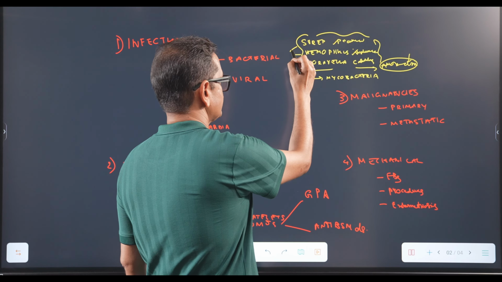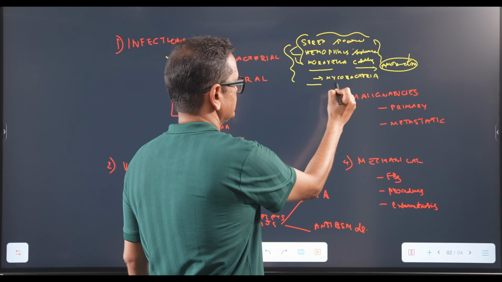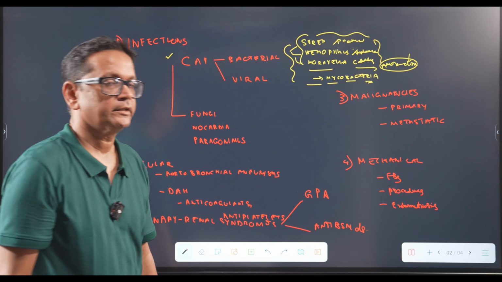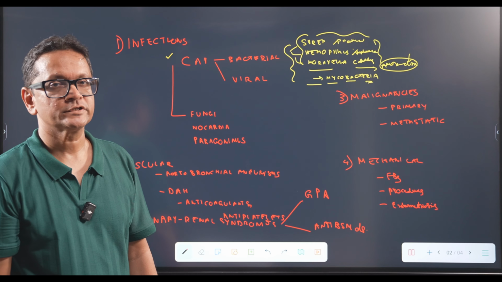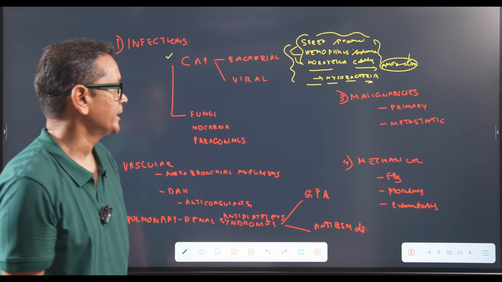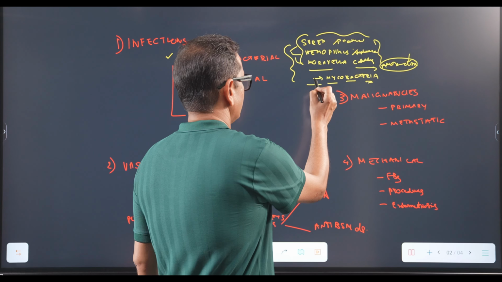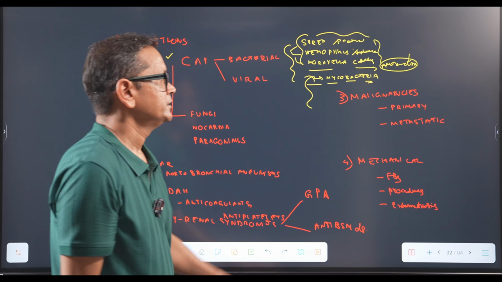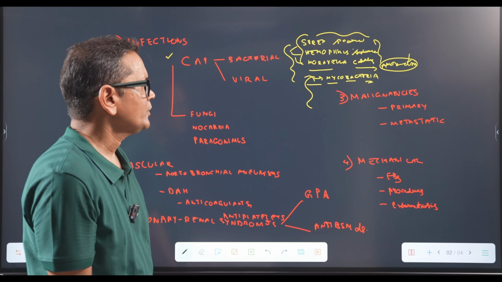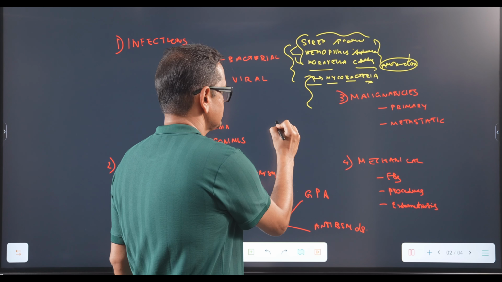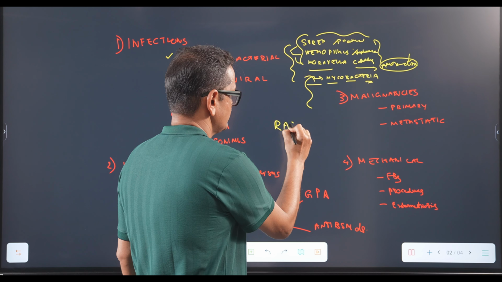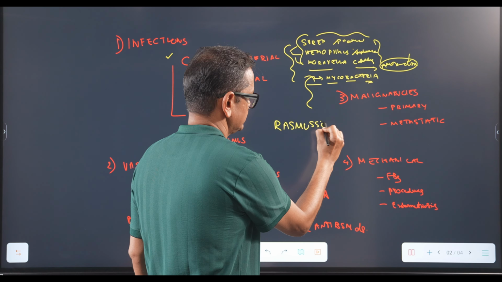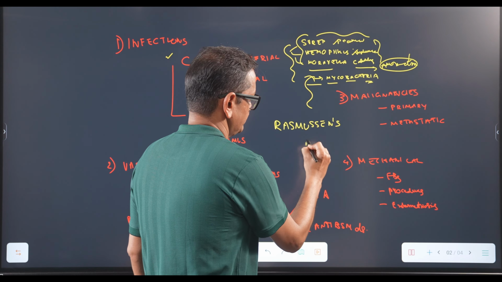And another thing, especially in developing countries like us, tuberculosis, either Mycobacterium tuberculosis or atypical mycobacteria. There is one entity known as massive hemoptysis in the setting of tuberculosis, that is known as Rasmussen aneurysm.